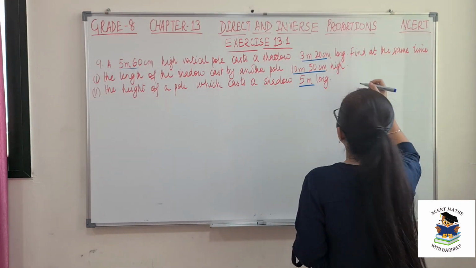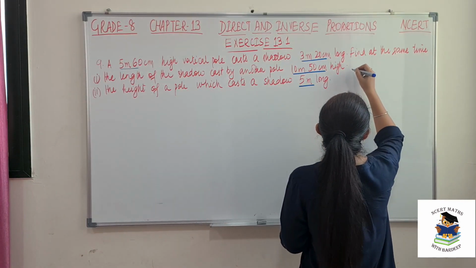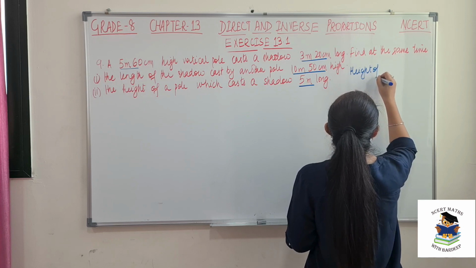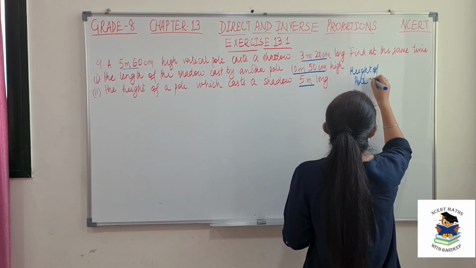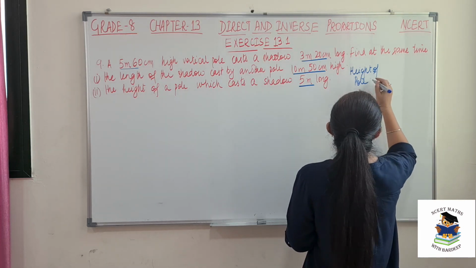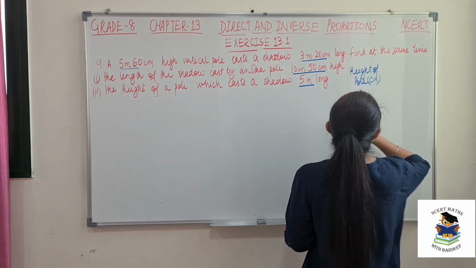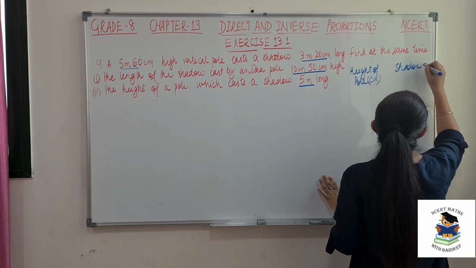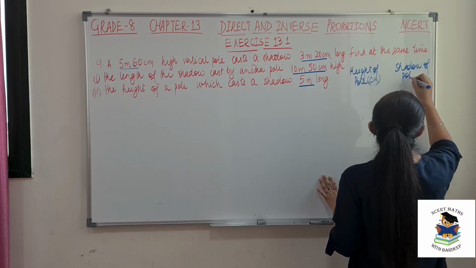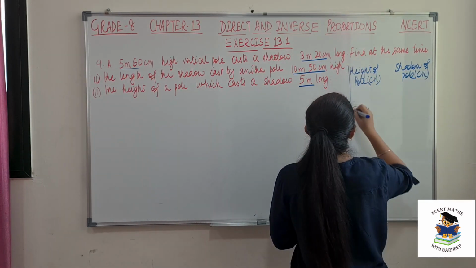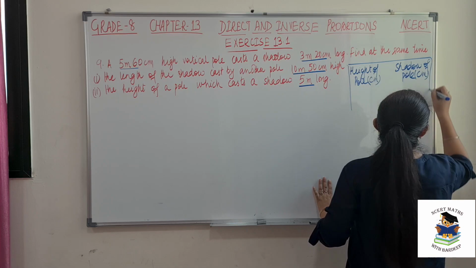So what are the two given things? One is height of pole. Let it be in meters or centimeters. Better is to write centimeters for both. And second is shadow of pole. Let this also be in centimeters. So now let's put the values.